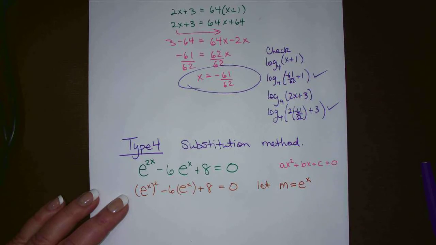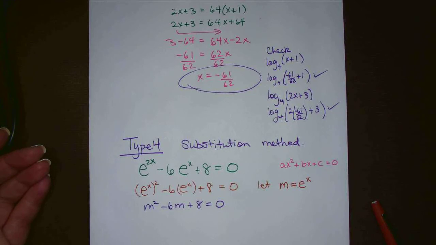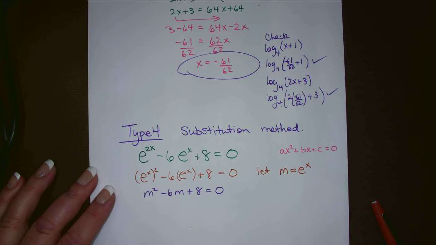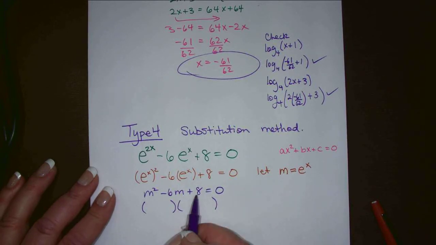When you take a part of a function out, you can call it something else, and then you write the m's in their place, just like we would write a number in its place. So instead of e to the x, this will be m squared minus 6m plus 8 equals 0. And then we can factor that. Or use quadratic equation if it doesn't factor. So does this factor? 8 is 4 and 2. We want them to add to give minus 6, so minus 4 and minus 2.